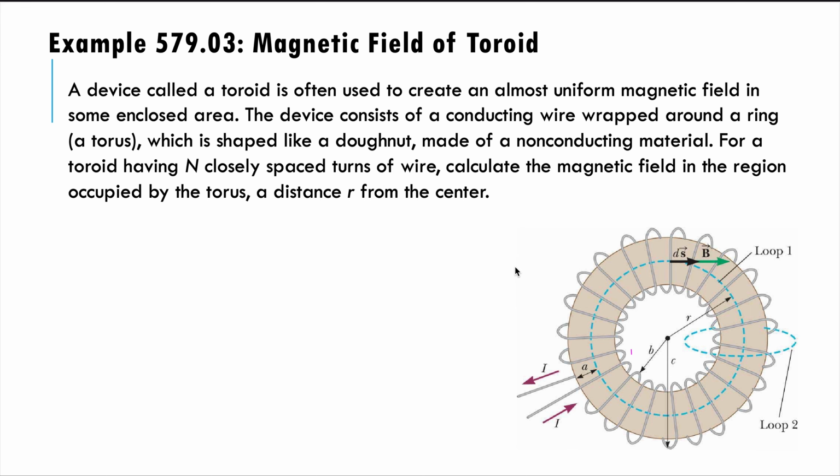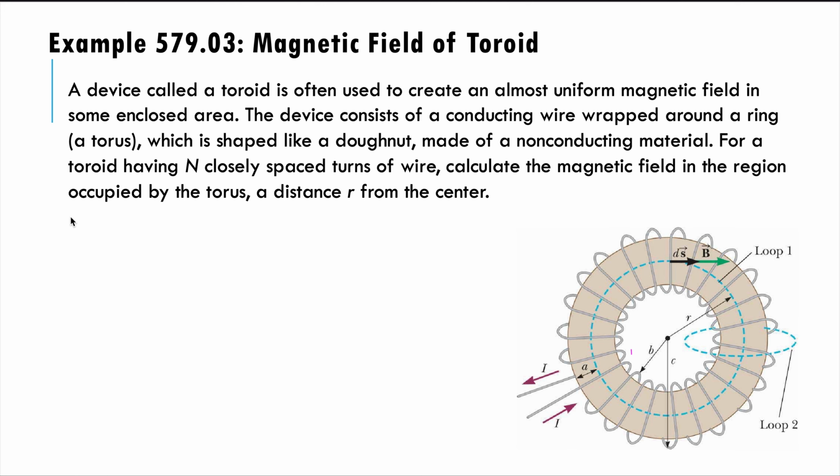In this video, we're going to go over the third example from v579 on solenoids and toroids. This example is going to be about a toroid, which is a device that creates an almost uniform magnetic field in some enclosed area. The device consists of a wire that is wrapped around a ring shaped like a donut made of a non-conducting material. You can think of it as a solenoid that is curled into the circular shape like this. So we're trying to find the magnetic field inside this region here, enclosed by the toroid.